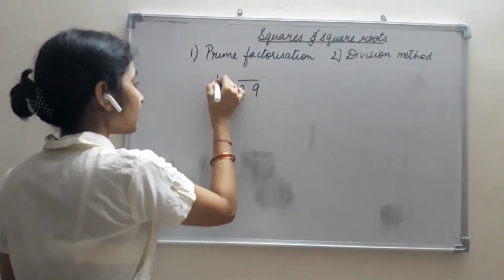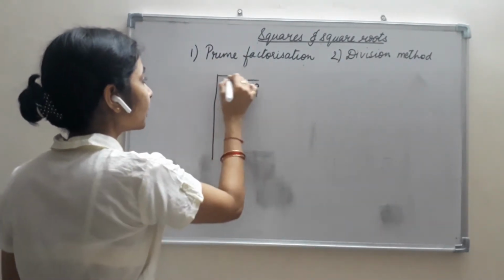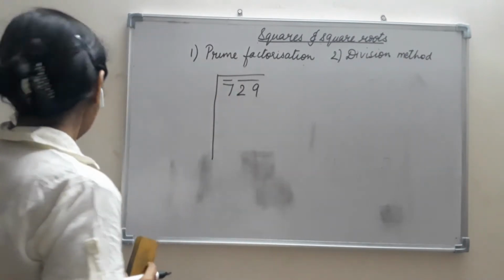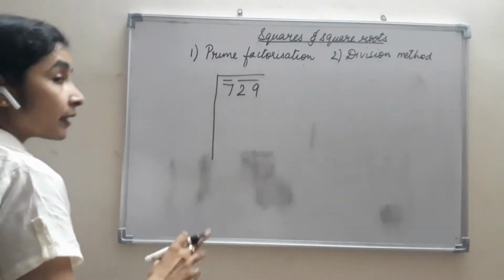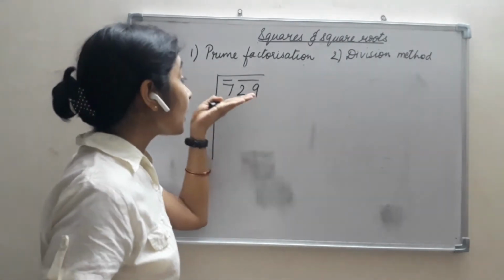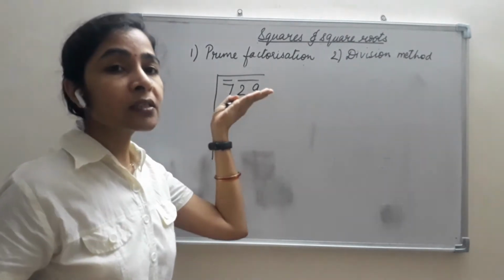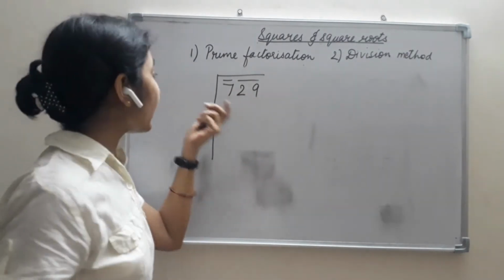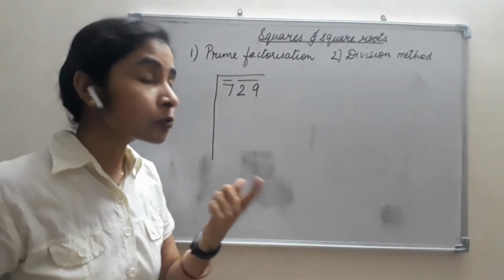Next step in the division method. Now, here the divisor is not given. In actual division, we were given the dividend as well as the divisor. Here we have a perfect square number of which we are supposed to find the square root, and the divisor is not there. We are supposed to choose the divisor.